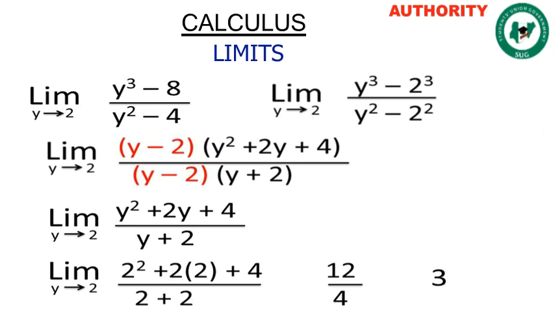So the evaluation of lim as x approaches 64 of square root of x minus 8 all over cubic root of x minus 4 is equal to 3. Okay? Yes. Thank you very much.